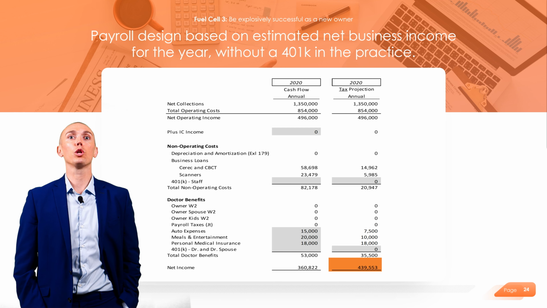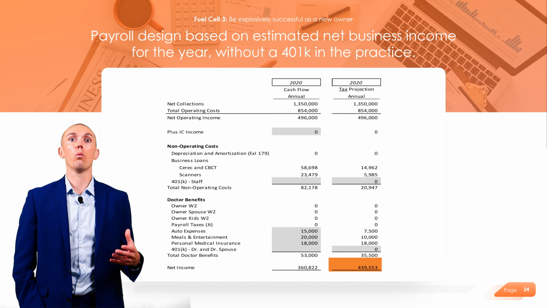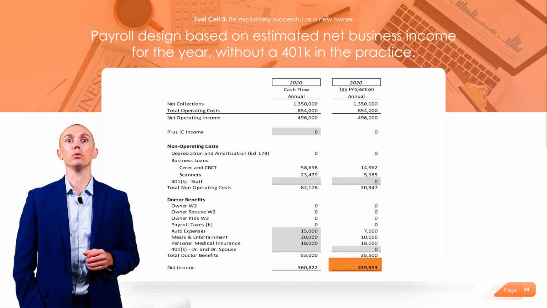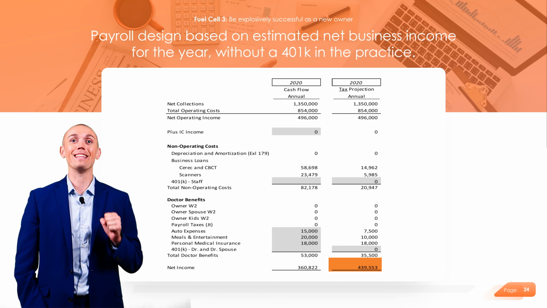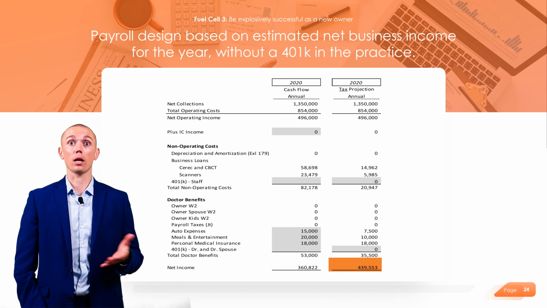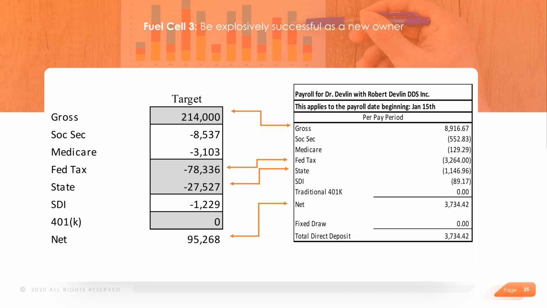Now, lastly, we're going to look at the owner expenses that can be run through the business to arrive at what we call net business income, and what we're going to use to establish your W-2. Now, for Dr. Devlin, you'll notice owner W-2 reads a 0. And the Dr. Devlin estimated net income for 2020 is $439,553, of which we need to pay Dr. Devlin roughly half. And roughly half is $214,000.